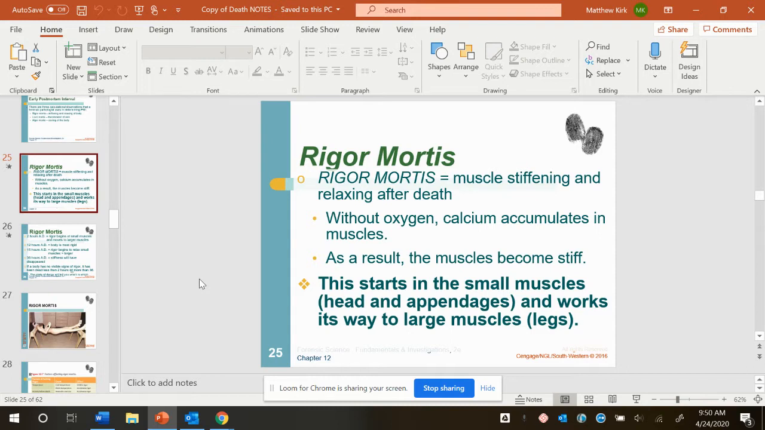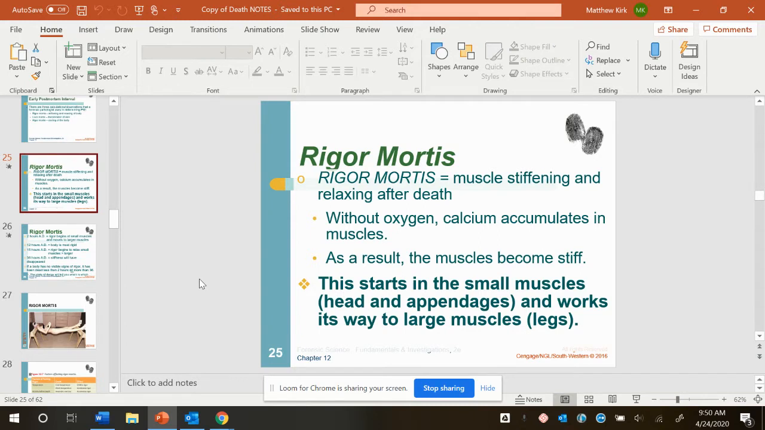And what happens is, without oxygen, calcium ions, Ca2+, will build up in the muscles. Those of you that have taken anatomy and physiology hopefully know that calcium ions play an important role in causing muscle contraction and relaxation. So when calcium builds up, muscles become stiff.